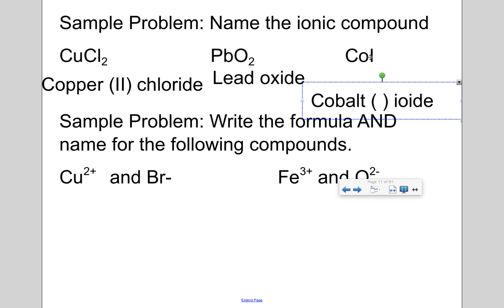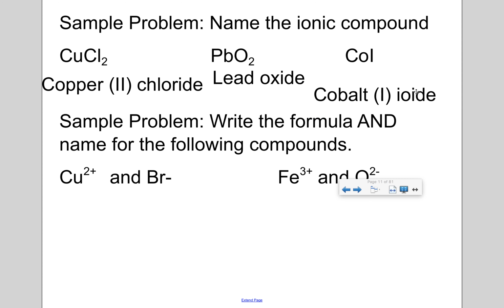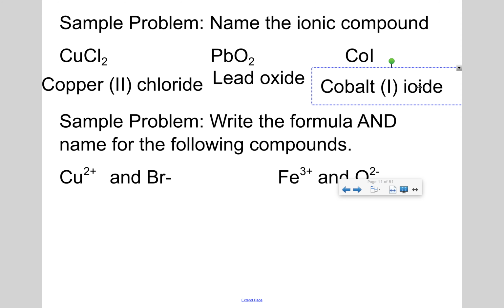Okay. So now what's the charge of cobalt? Well, I only have 1 of these and it's a -1 charge. So cobalt has a +1 charge because I only have 1 of it. So it's just cobalt 1 iodide. Did I spell that one right? Yes, I did.